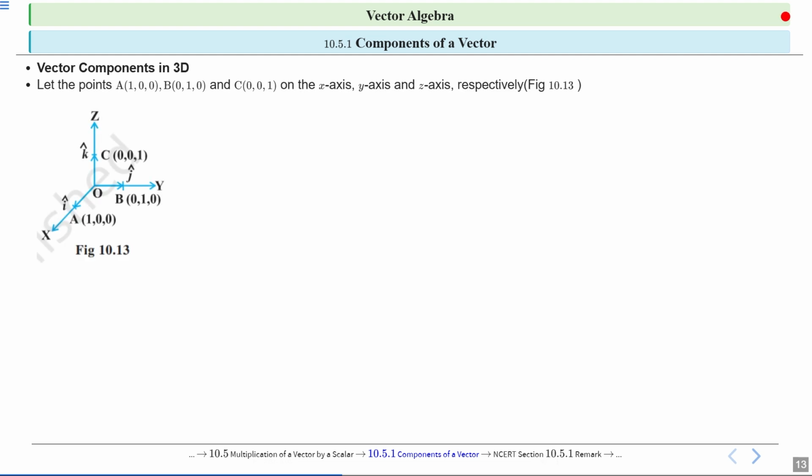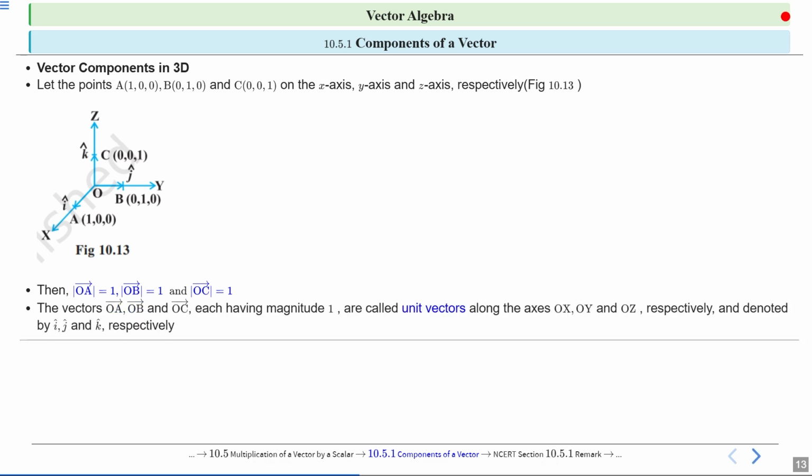Vector components in 3D. Let points A, which is (1, 0, 0), B (0, 1, 0), and C (0, 0, 1) be on the x axis, y axis, and z axis respectively. Visualize these points as the basic building blocks for vectors in 3D space, right? Then magnitude of OA vector will be equal to 1, magnitude of OB vector will be equal to 1, magnitude of OC vector will be equal to 1.